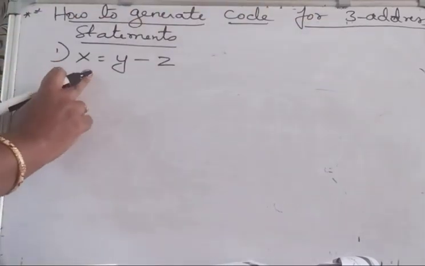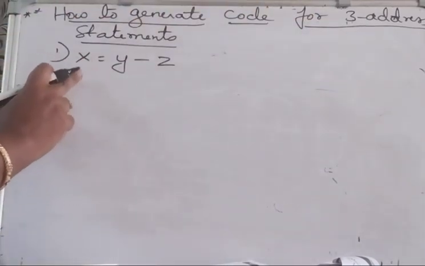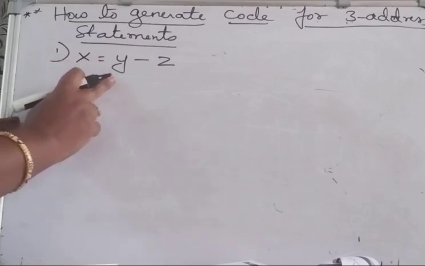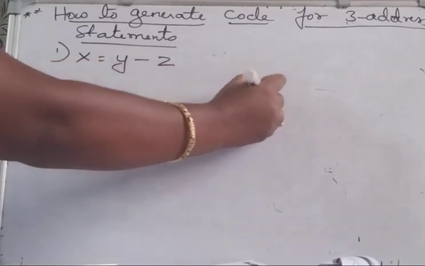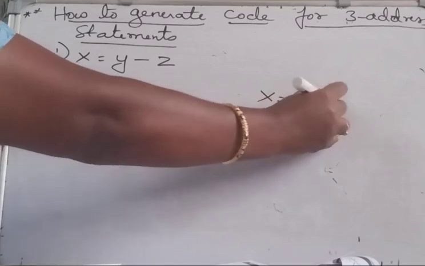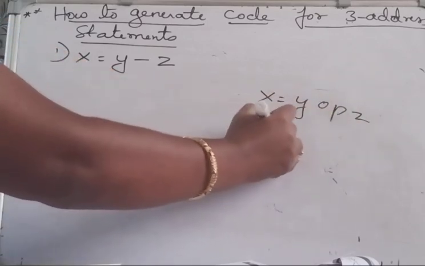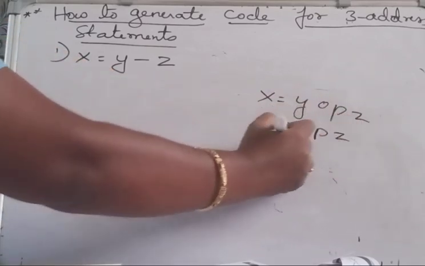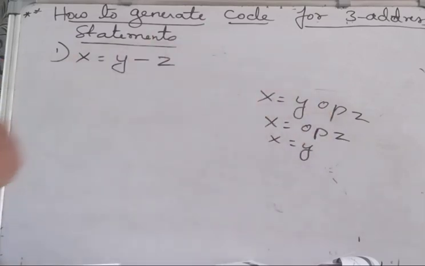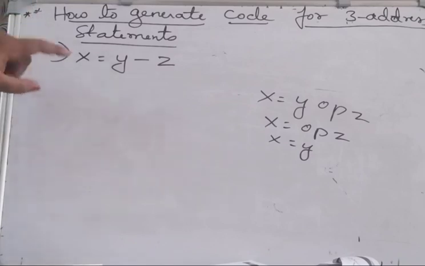Today we are going to discuss how to generate code for 3 address statements. Whenever a 3 address statement is given, how do we generate the code for it? We know that 3 address code statements are of the form x = y operator z, or x = operator z, or x = y. These kinds of statements are called 3 address code instructions. Now we have to generate the code for this 3 address instruction.